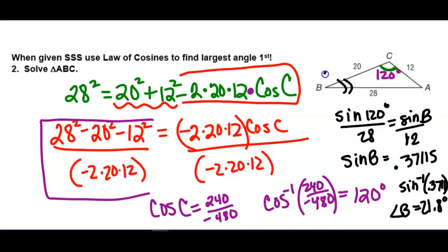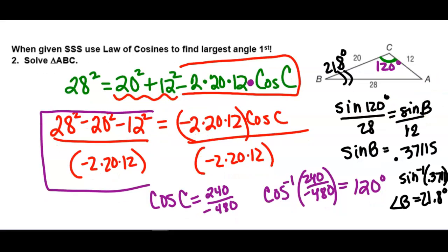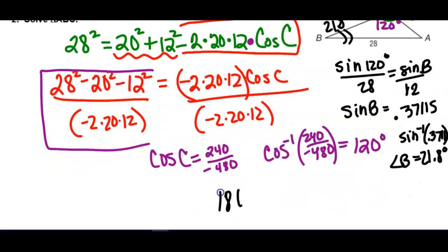And then if I know that B is 21.8 degrees, then to find angle A, all I have to do is subtract 180 minus 120 and 21.8, which is 38.2.